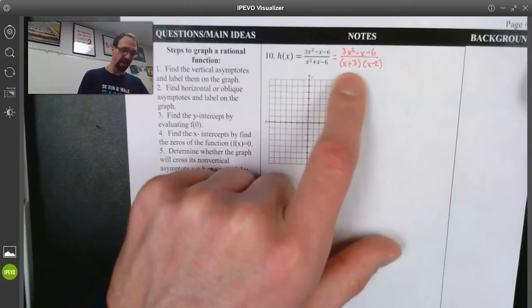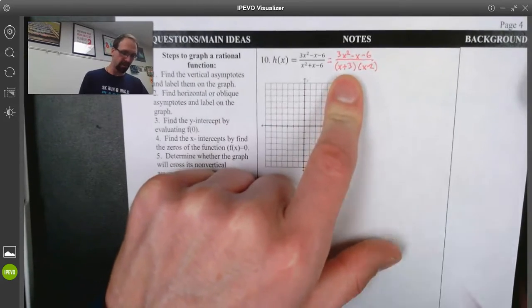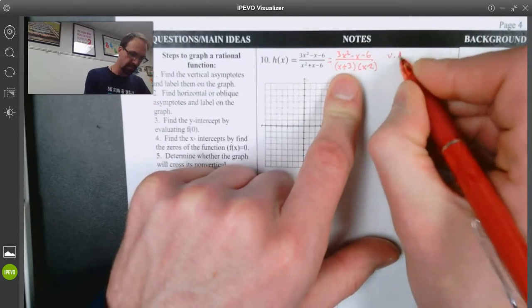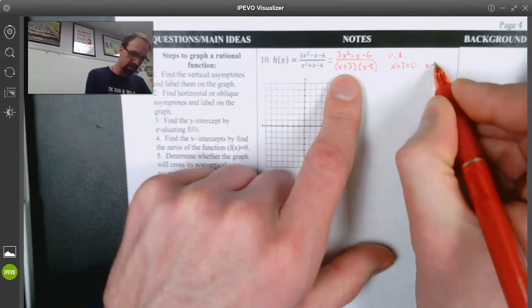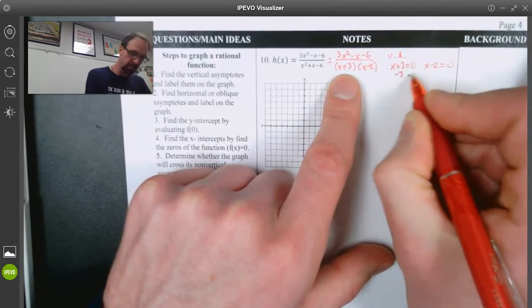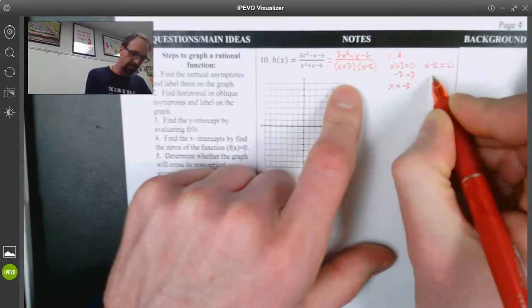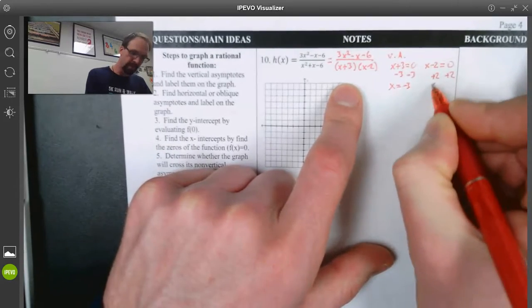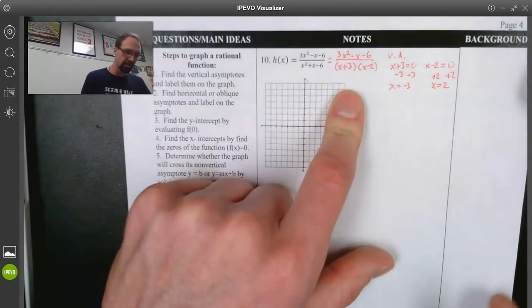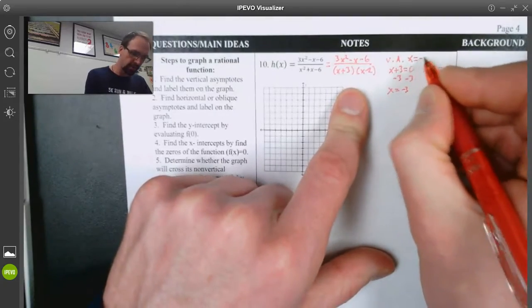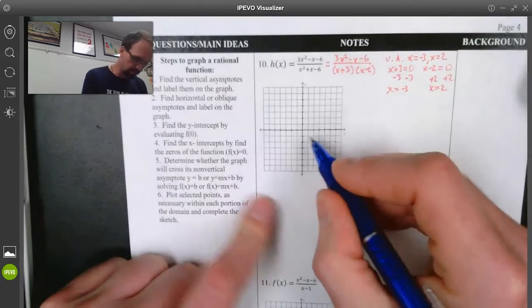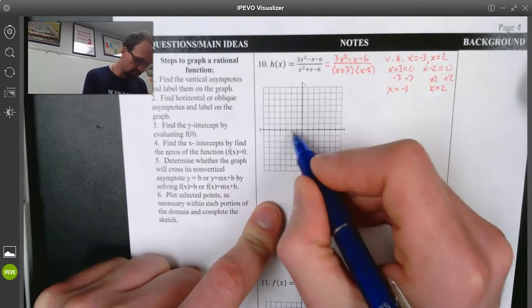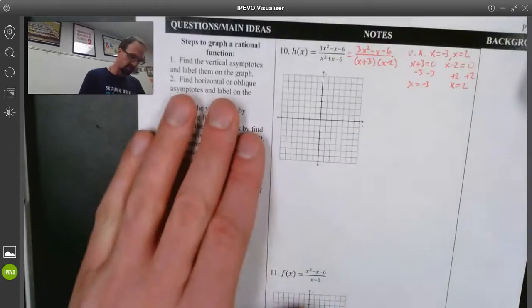So we're going to go ahead and just set the denominators equal to 0 and then solve for my vertical asymptotes. So I get x plus 3 equaling 0 and x minus 2 equals 0. So I get x equals negative 3 and then x equals 2. So my two vertical asymptotes are x equals negative 3 and x equals 2. Again, using blue. Did I use blue? Blue for my asymptotes, yeah.